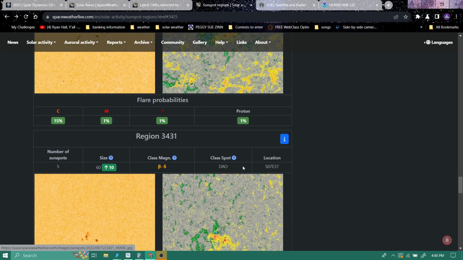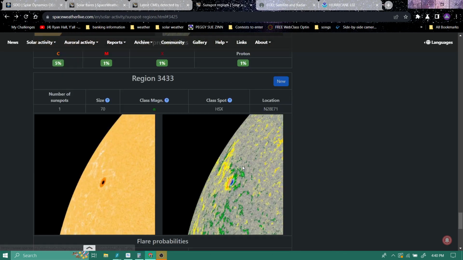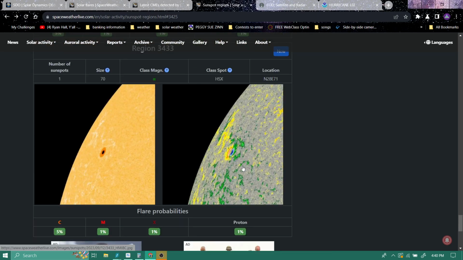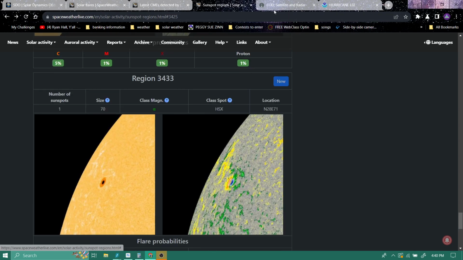And then we have 3433, which is an alpha class. And I think this one, once it rotates in and has a chance to grow, it will become something of a player. It's just not there yet. It's got room to grow.